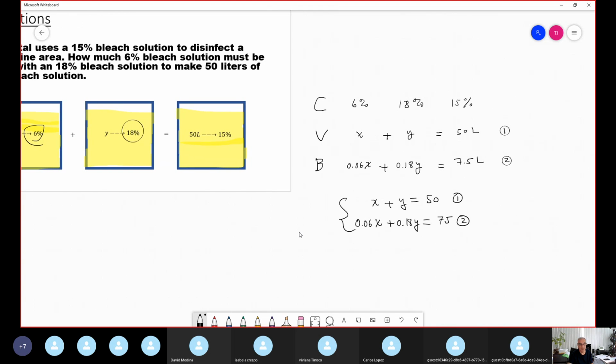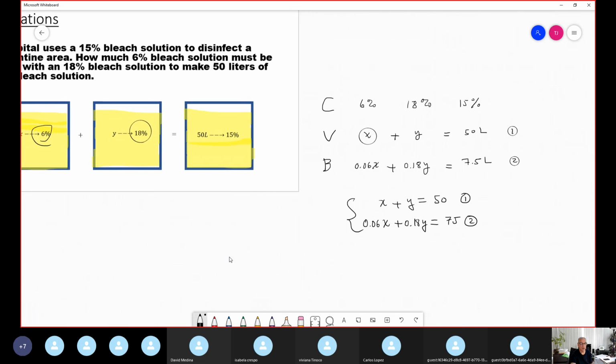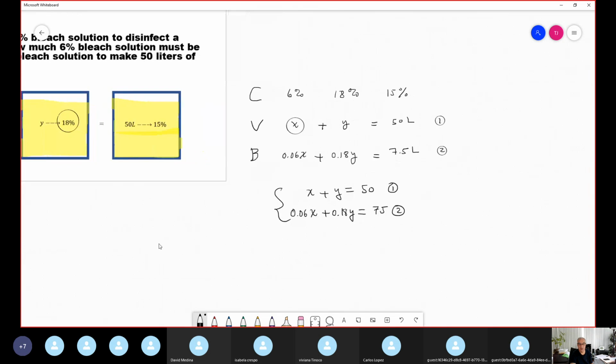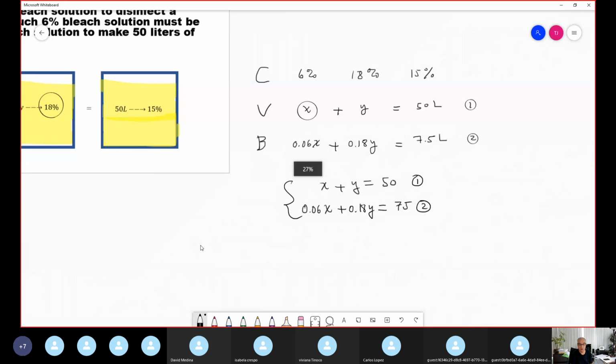So I need to find the question. Well, you solve both, but the question is X. Because I need to discover how much 6% bleach solution must be mixed with the, okay, so it's X. So you solve for Y, get the opposite variable: Y is 50 minus X. And substitution here, in the Y place, in another equation.